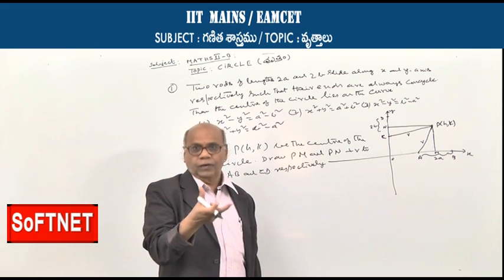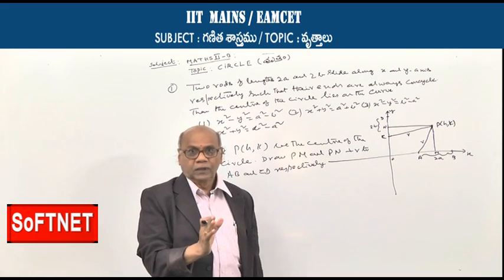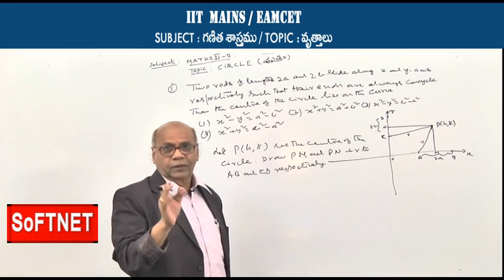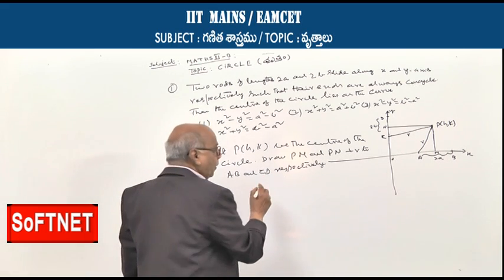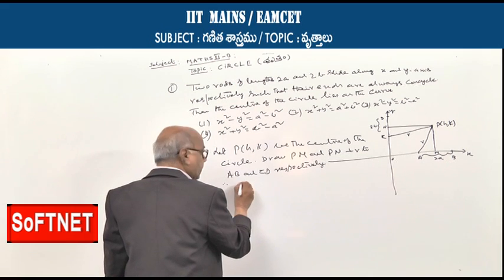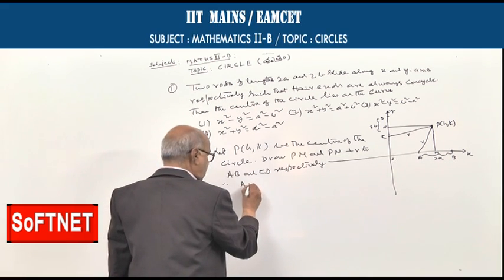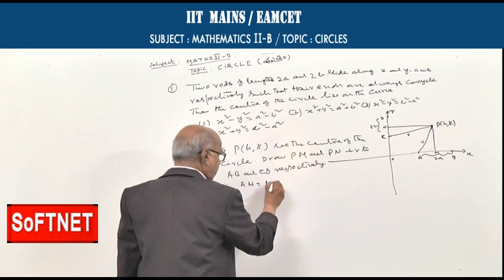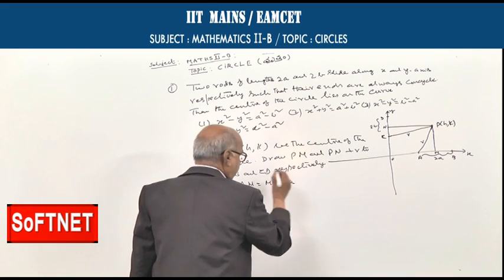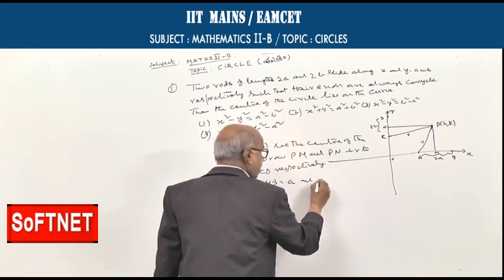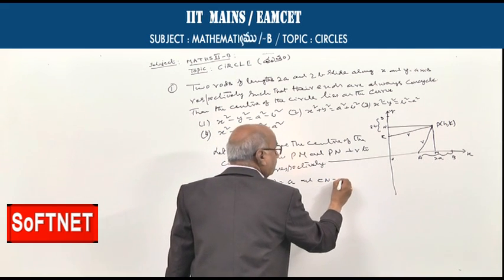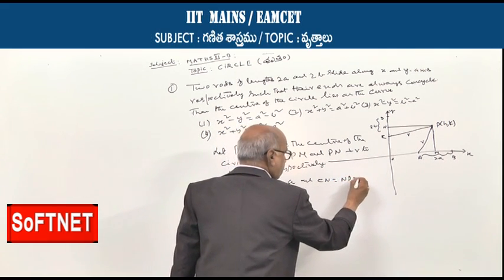And you learned in 9th or 10th class that the perpendicular drawn from the center of a circle onto a chord bisects the chord. Everybody knows that right from 8th class itself. So therefore, AM is equal to MB, each is equal to a, and CN is equal to ND, each is equal to b.